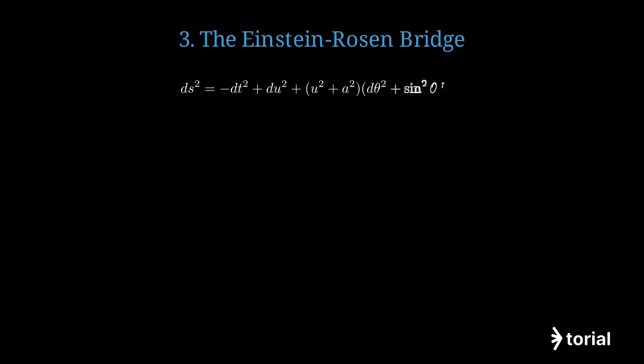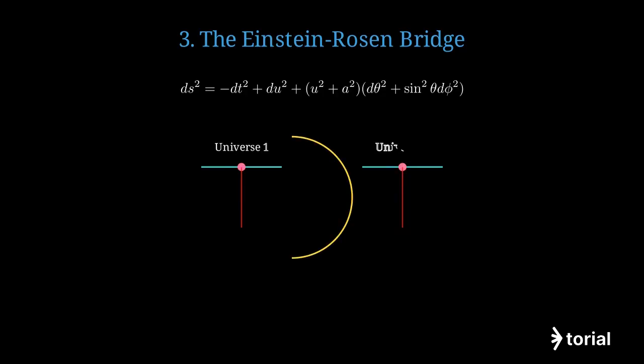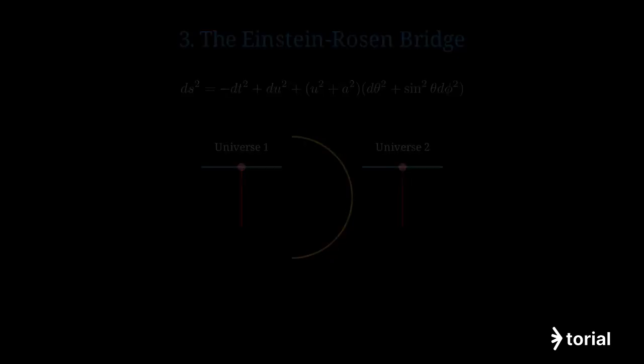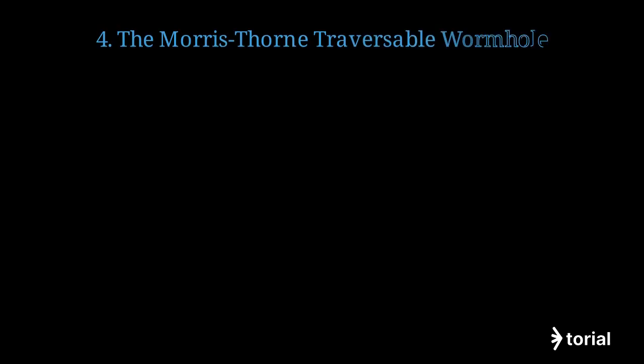The Einstein-Rosen bridge metric describes a tunnel connecting two separate universes or distant regions of the same universe. The Einstein-Rosen bridge creates a tunnel through spacetime. However, this bridge is not traversable as it collapses before anything can pass through. In 1988, Morris and Thorne proposed a metric for a stable, traversable wormhole.